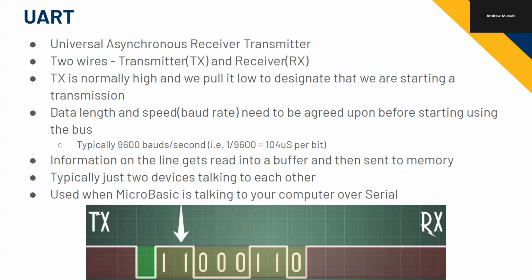Both of the lines are usually high, and you pull your transmit low in order to start transmitting. So they're both sitting high, I pull my transmit low, so the other one knows I'm starting to transmit. And the length of your messages and the speed, which is also called baud rate, need to be agreed upon before starting the bus. So you will typically set this up in the STM32 Cube IDE. You'll set your baud rates and your clock speeds.